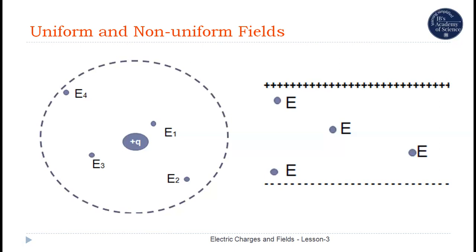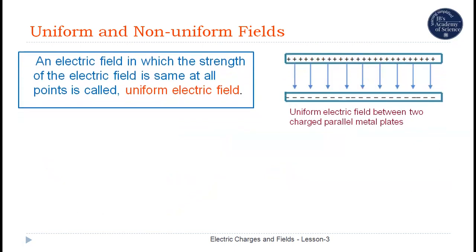Then, if you can create such a field in which the strength of the electric field is same at all points, it is called a uniform electric field. Example for a uniform electric field is an electric field created between two charged parallel metal plates. If you take two metal plates kept parallel to each other and both the plates are charged by opposite charges, then the space between them will be a uniform electric field.